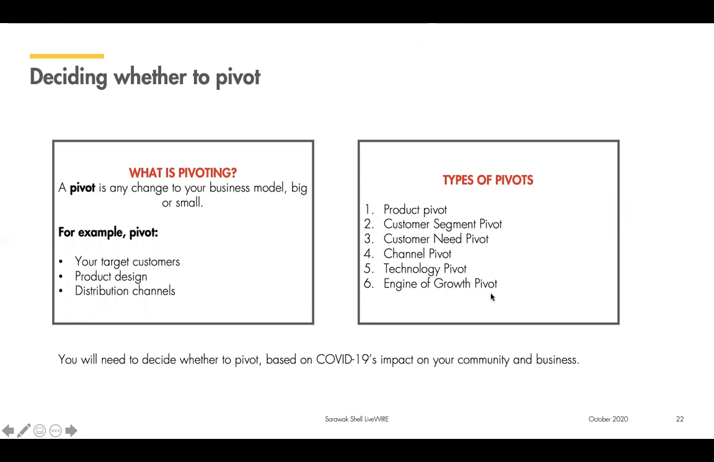So engine of growth pivot, for example, if a business is in cinema and they know that cinema is not doing well, then maybe they will pivot to a streaming service or other form of delivery of the content, maybe downloads or something, right? So you will need to decide whether to pivot or not based on COVID-19's impact on your community and business.